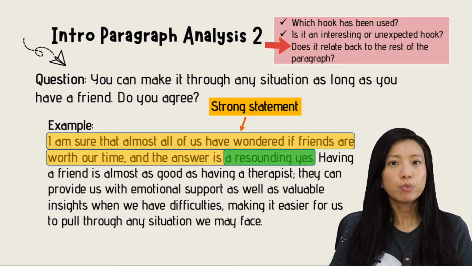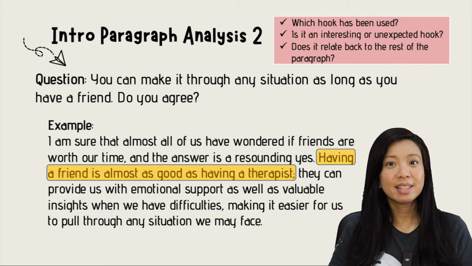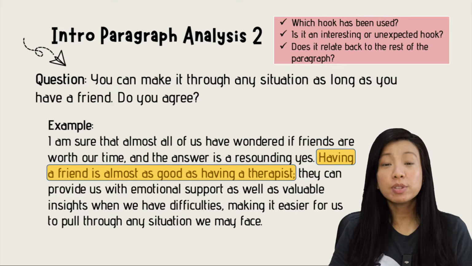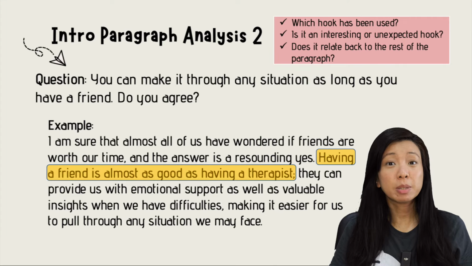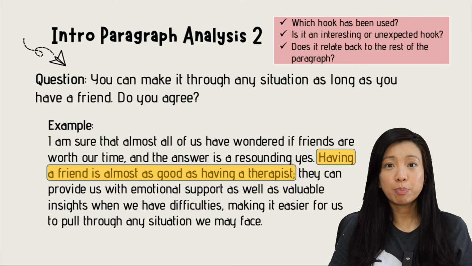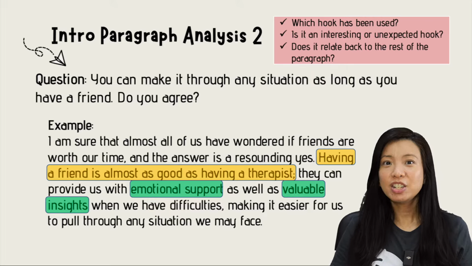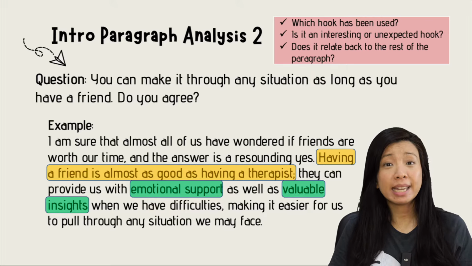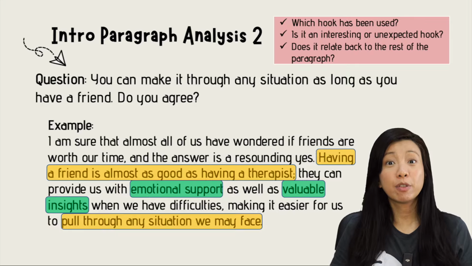Now, does the hook relate back to the rest of the paragraph? Let's take a look. So the next sentence, the writer says, having a friend is almost as good as having a therapist. So here, she's trying to explain that having a friend is worth it because they can give us emotional support and valuable insights. And then she links it back to the question topic again, which is that we can go through any situation as long as we have a friend.